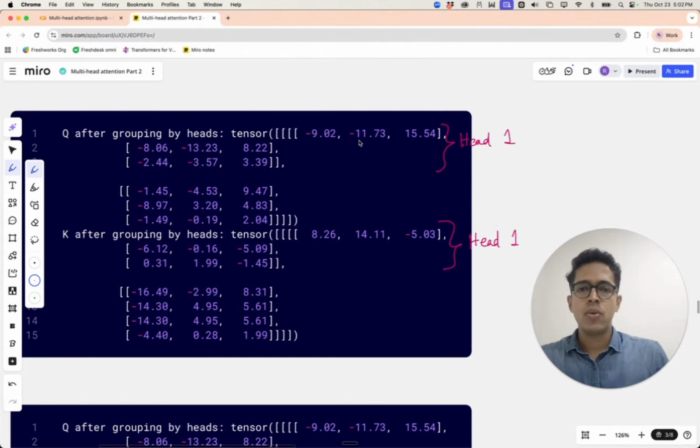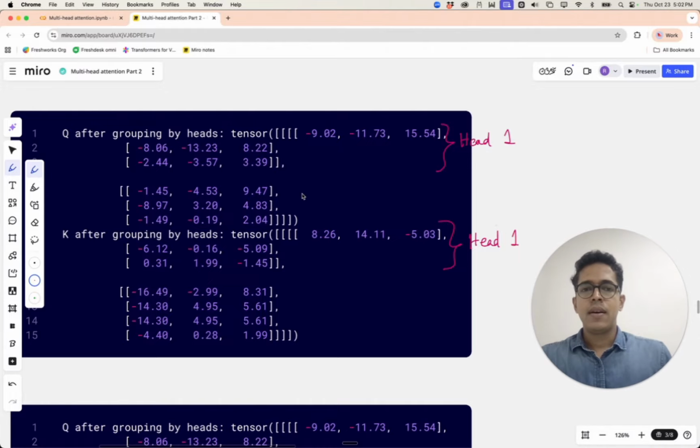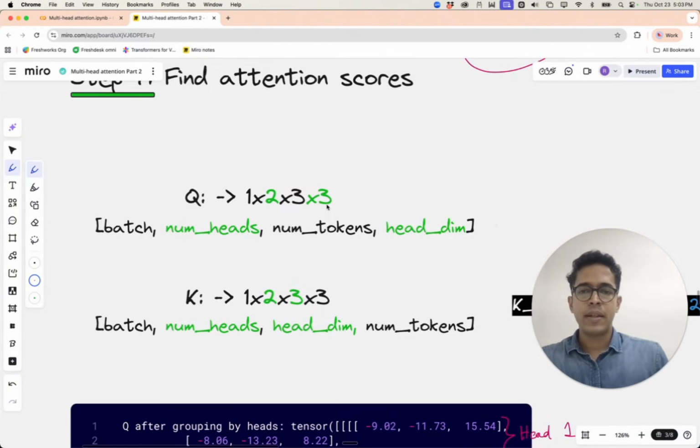So what are these 3 numbers? Minus 9.02, minus 11 point this, minus 15.54. So this will remain as such, but then this will become transpose. This 3 by 3 should become a transpose of itself. So now tell me, along which dimension should we take this transpose? So let's see what this transpose will look like. So my query is 1 by 2 by 3 by 3. What is that? 1 is the batch size. This is the number of attention heads. This is the number of tokens. And this is the dimensionality in each attention head, right?